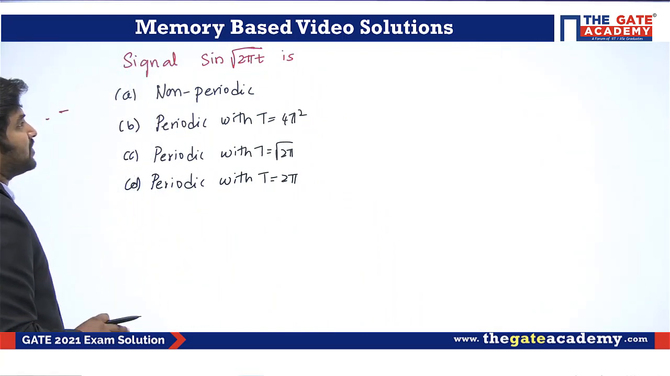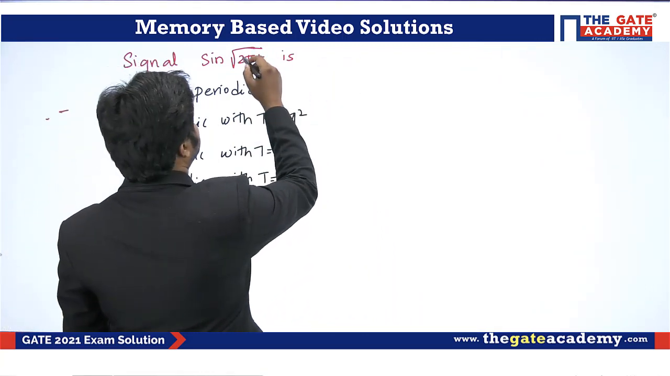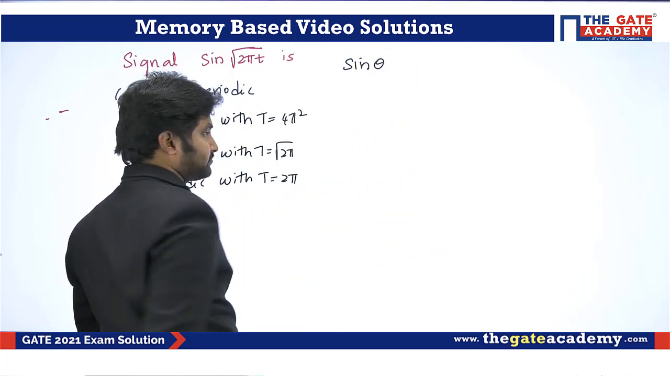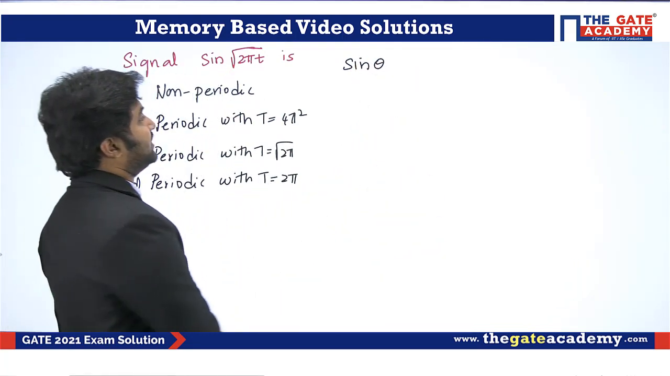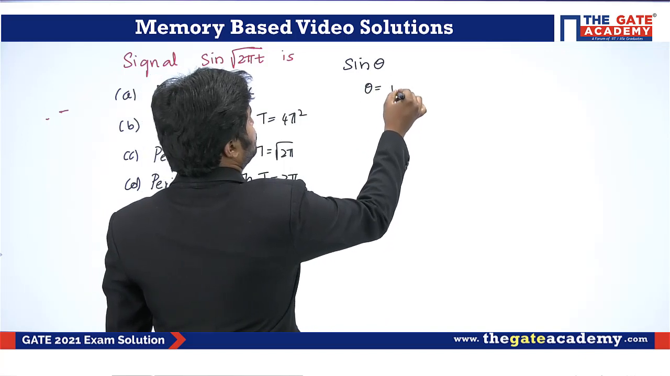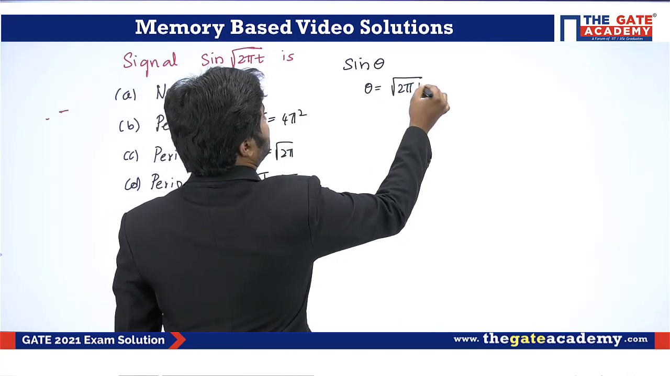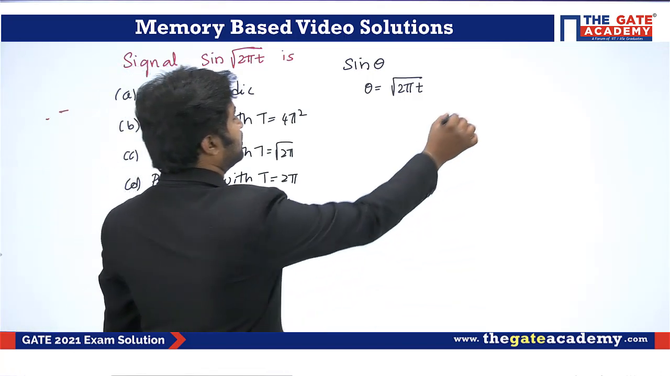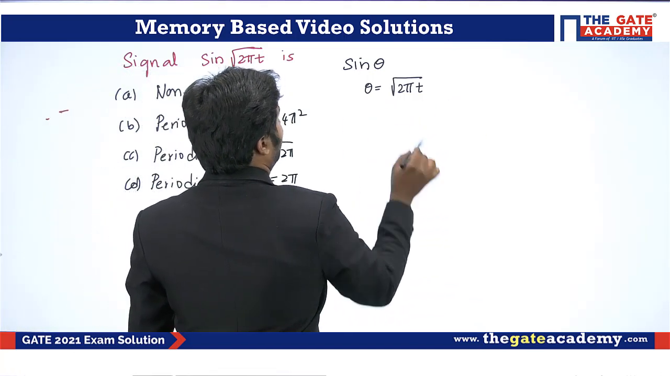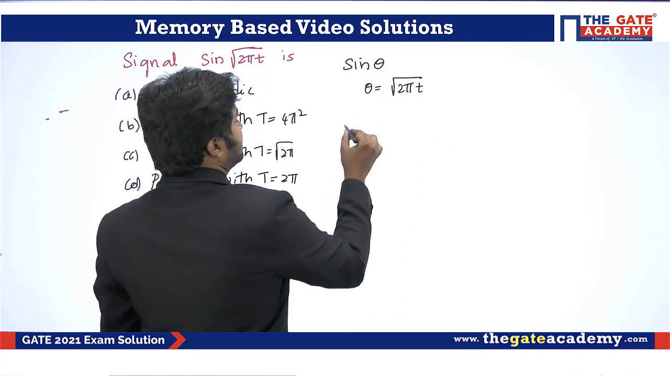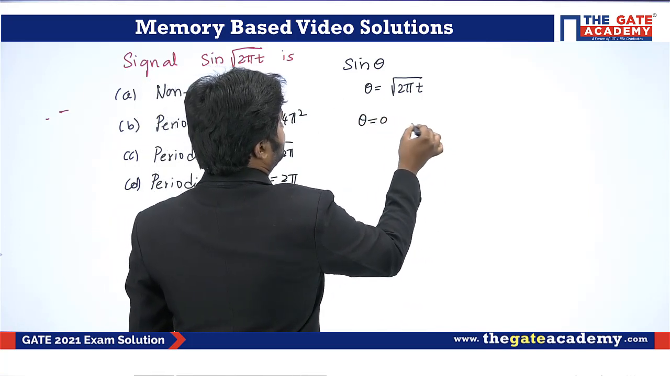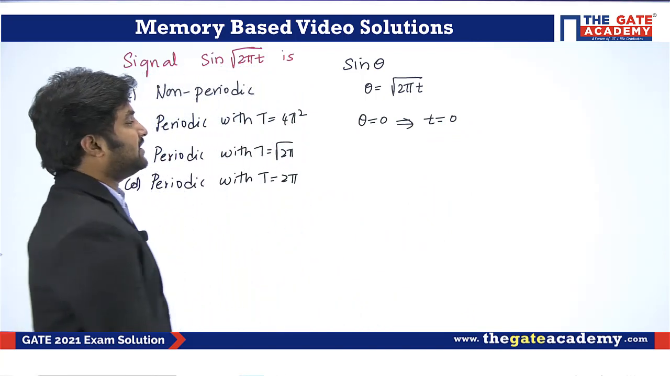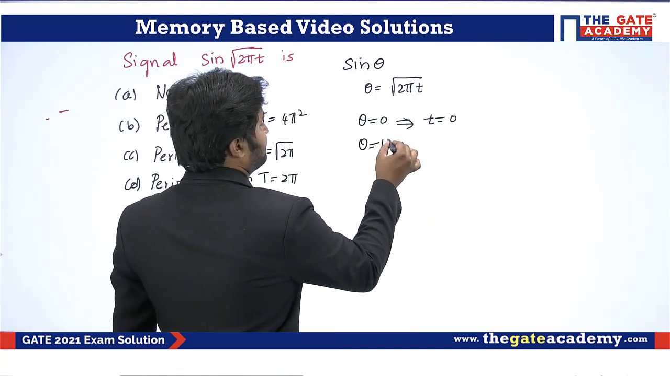So here, even though there is a root, we have a form of sine of theta, where theta is equal to root 2 pi t. At t equal to 0, theta is equal to 0. Or I can do it the other way: when theta is equal to pi, sine becomes 0, right?